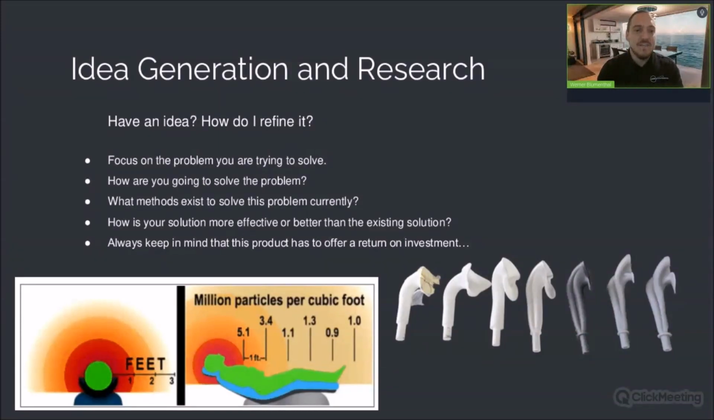And always keep in mind that you want to make sure you offer return on investment for the product, whether that be financial, whether that be in terms of gratification. You want to make sure that your product is actually offering a benefit compared to what's already out there in the market.